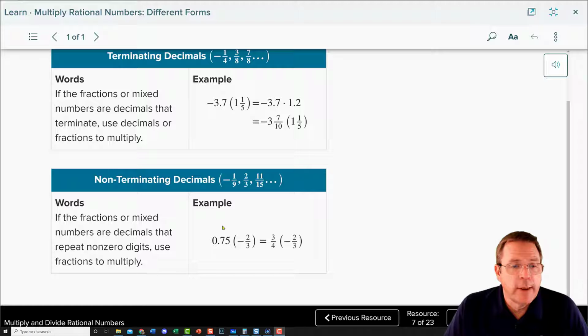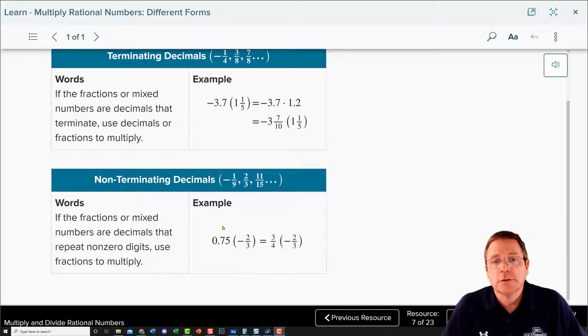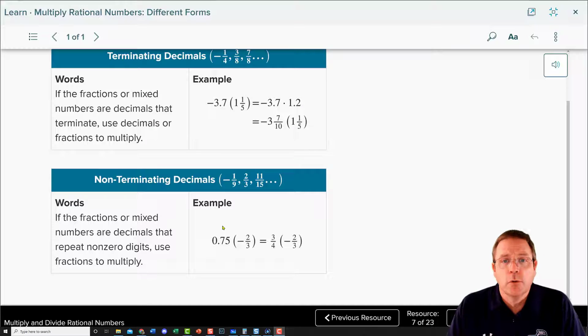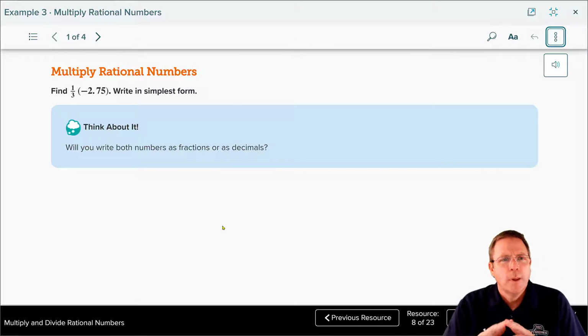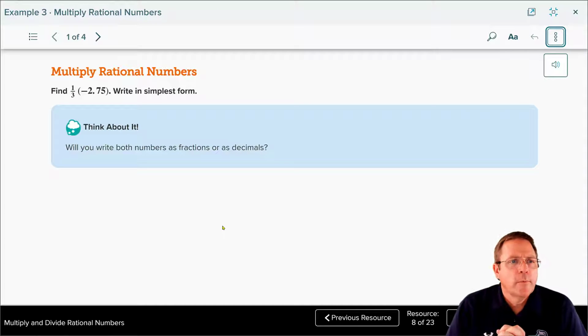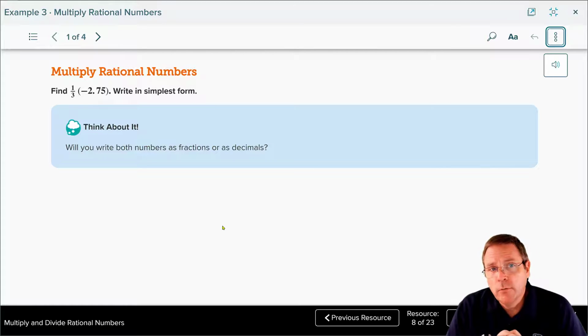There you go. You've got to be able to use fractions. They're so much easier and so much quicker than working with decimals when you know how to do them. So here's an example problem. Find 1/3 times a negative 2.75 and write your answer in simplest form. And we get choices here, but do we really?